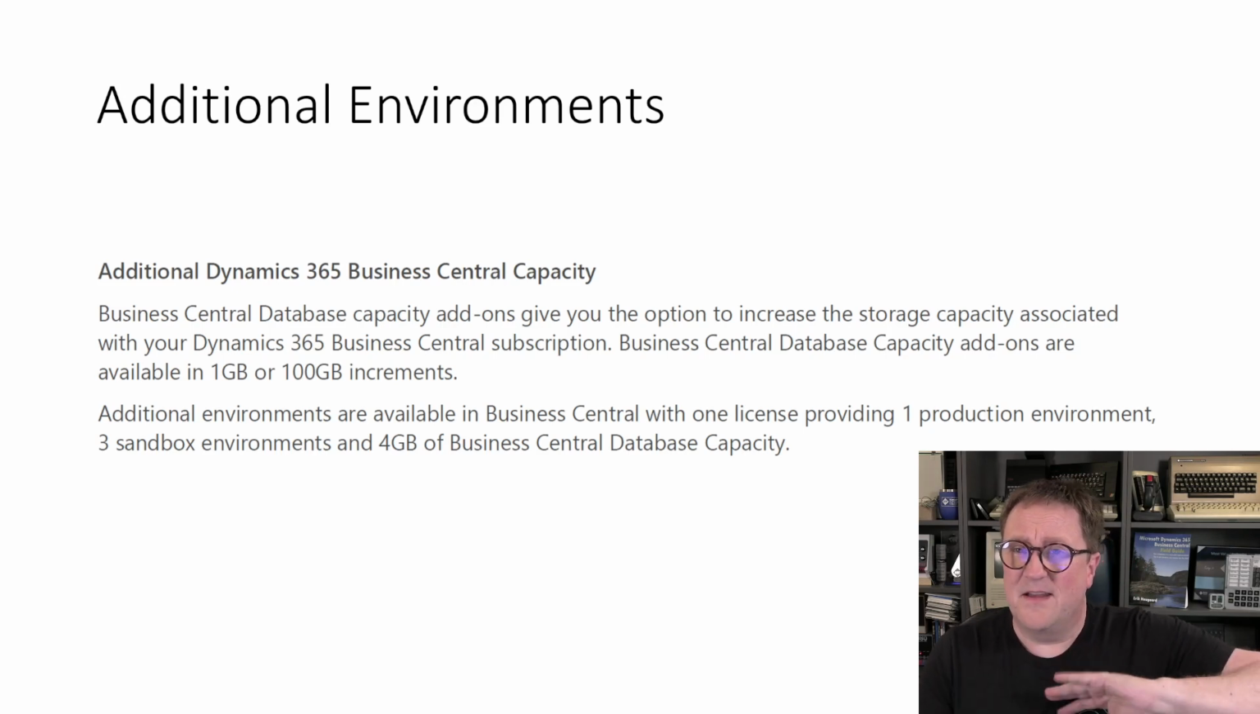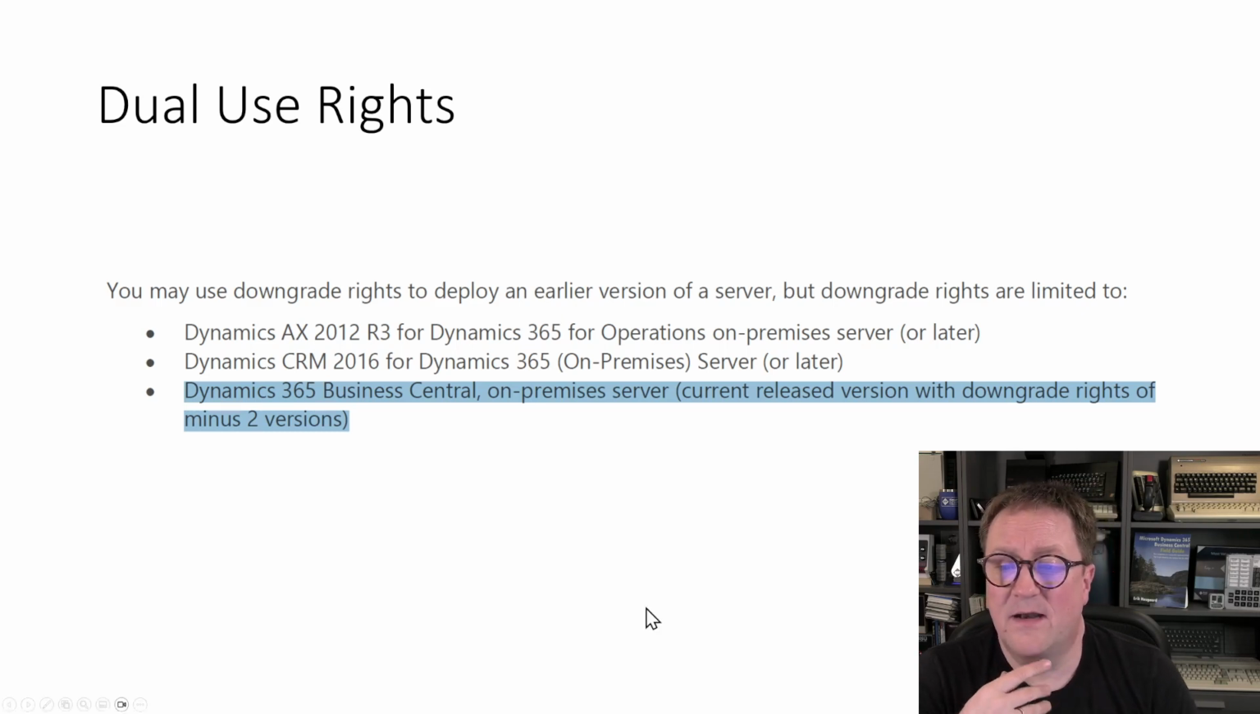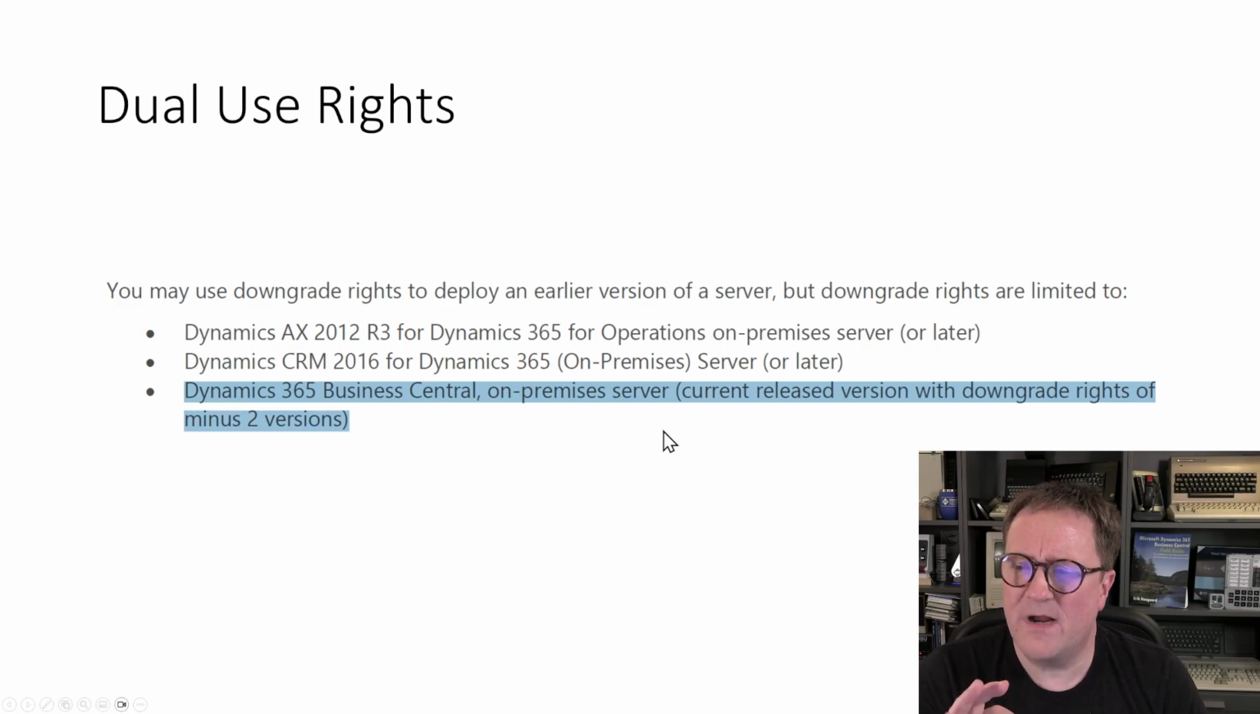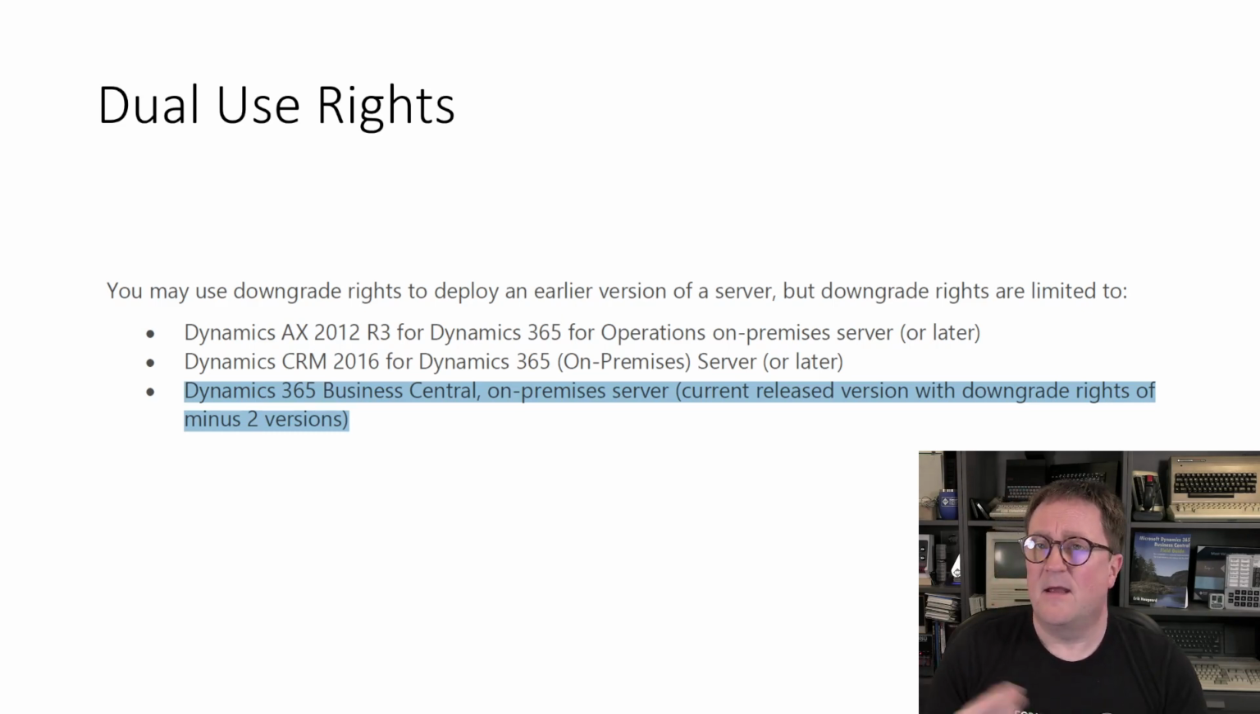all this, I said, is for the cloud. But in reality, you get what is known as dual use right. So when you have a valid cloud license, you can, through your partner, get a license file that will allow you to install Business Central on-prem, and will give you access to Business Central and downgrade rights for at least 2 versions. I know some customers are using this to run local copies for development and testing and those sort of things.